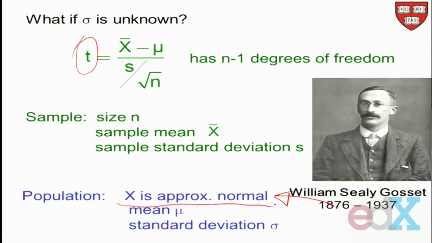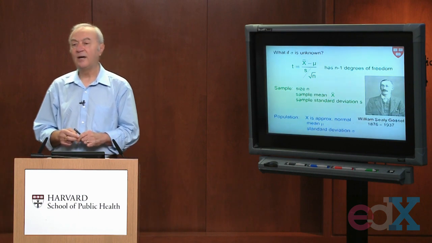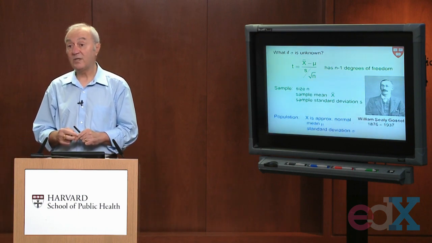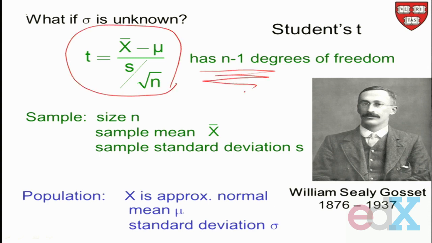And this result was due to William Gossett, who did these calculations. It's mostly for small n that he did these calculations. A very, very powerful result. He used the pen name Student because he worked for a brewery in Dublin called Guinness. He didn't want his name out there. He was concerned about publishing, and so he used the pen name Student. So it's called Student's t. So here is Student's t, and for Student's t we need to know what the degrees of freedom are.